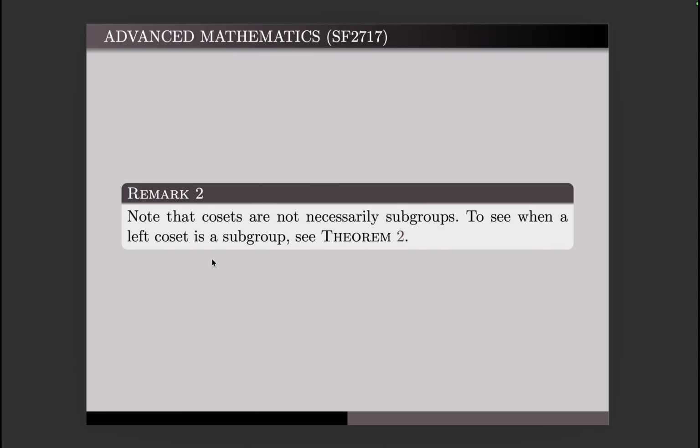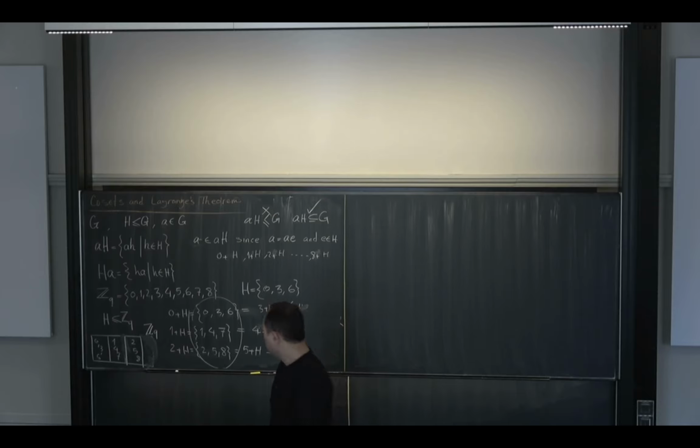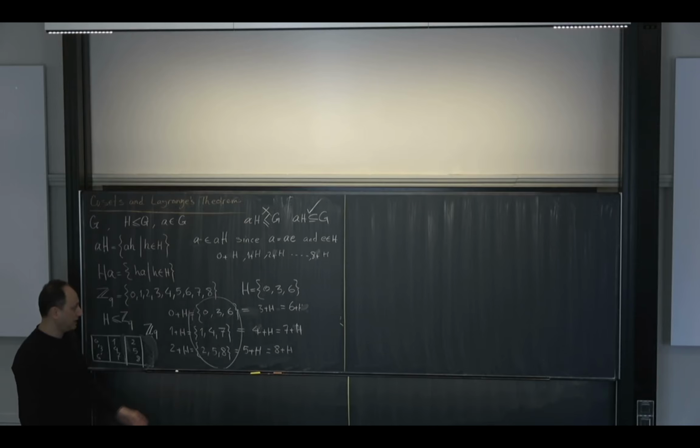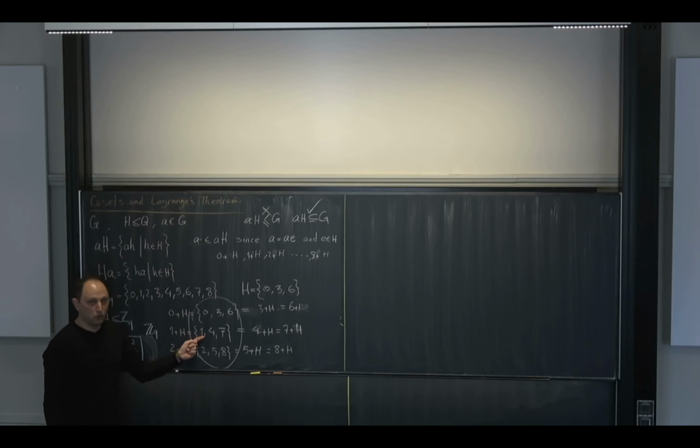Okay, remark 2. Note that the cosets are not necessarily subgroups. For example, which one of these cosets is indeed a subgroup? Can this one be a subgroup? No, because it doesn't have the identity in it. Can this one be a subgroup? No. The only one that is a subgroup is the first one.